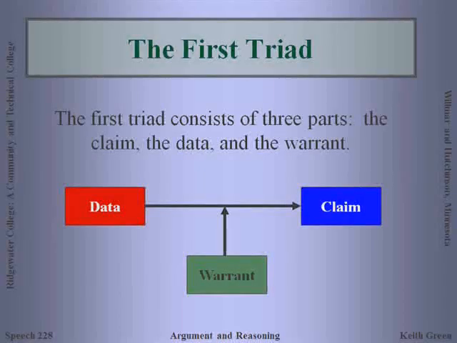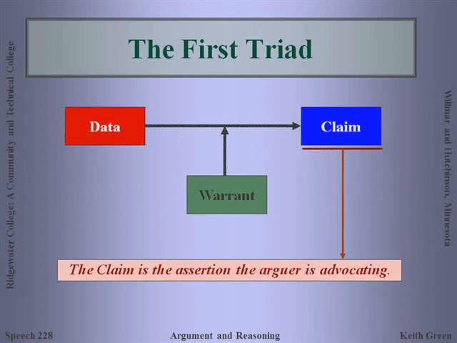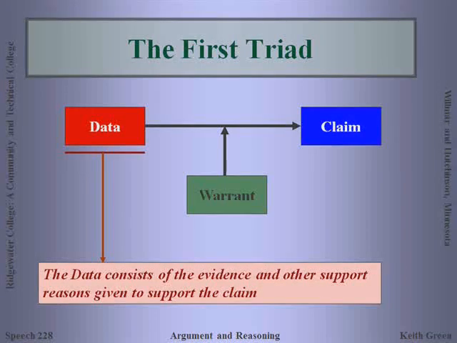Now the first triad consists of 3 parts: the claim, the data, and the warrant. And the visual layout you see here is the very common way that we lay out arguments, or at least lay out the model, to look at how things are functioning. First of all, the claim, think of it as the proposition. It's the assertion that the arguer is advocating. It's what he or she would like their listener or reader to accept. The data consists of any evidence that's provided to support the claim, or it could just be other reasons given. So it's any additional information that is provided to give support to the other person accepting that claim is true.